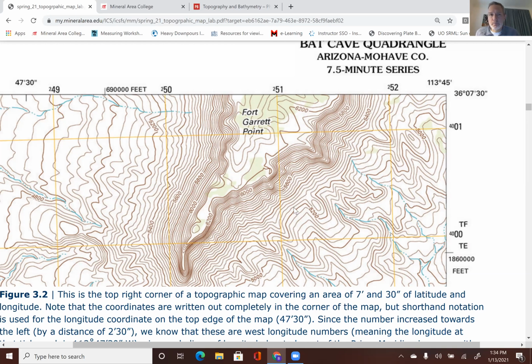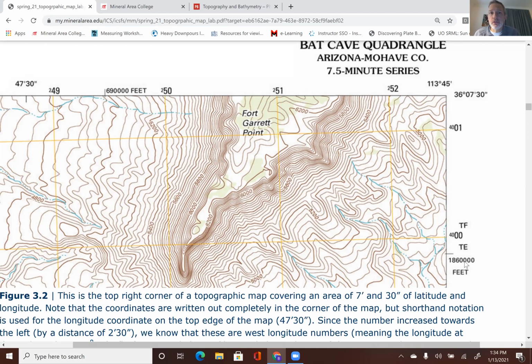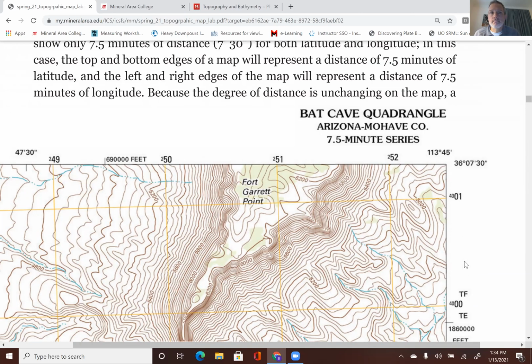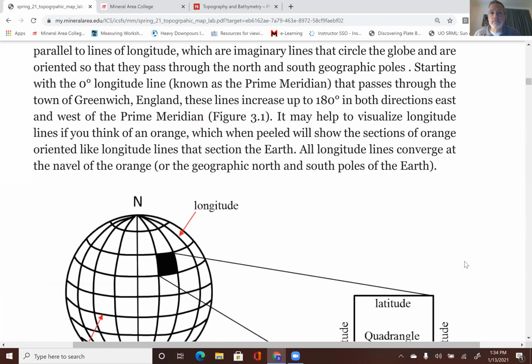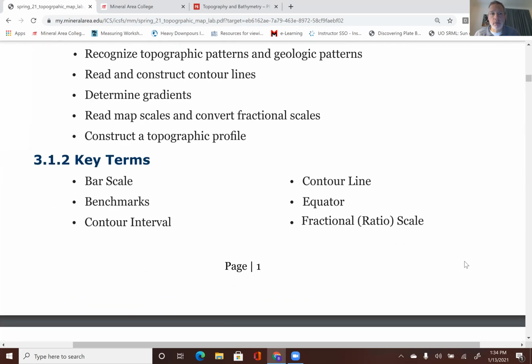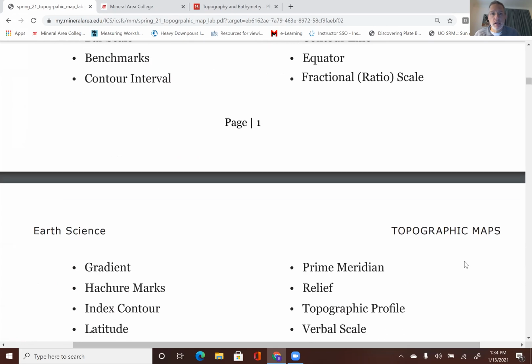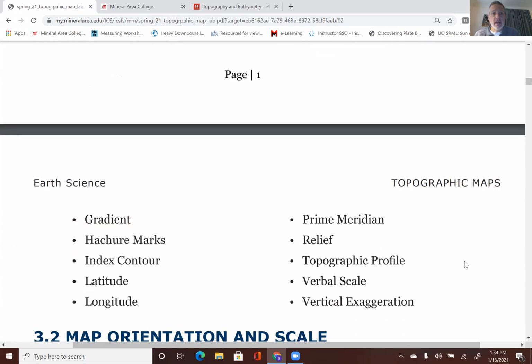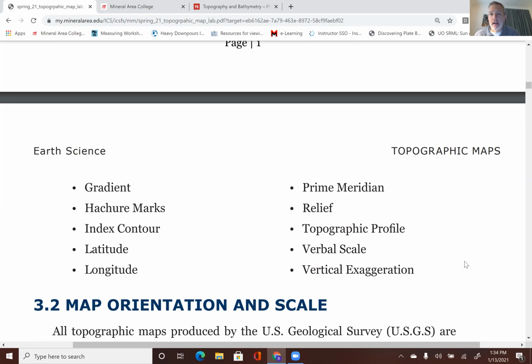Each one of these that are labeled, I want to make sure I get my terms right here. Each one of these is an index contour, a contour that is labeled.